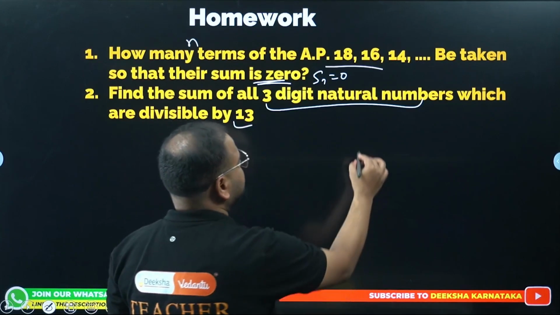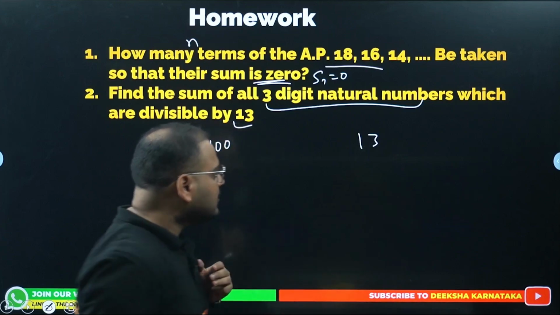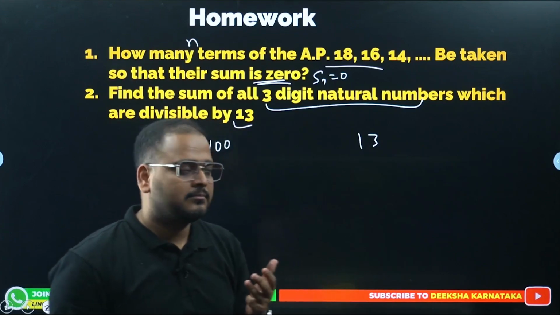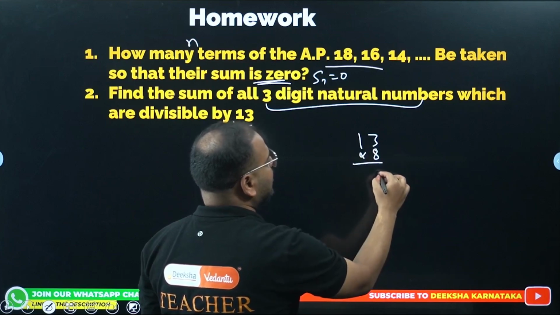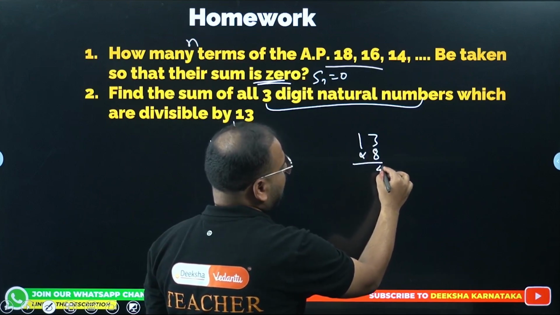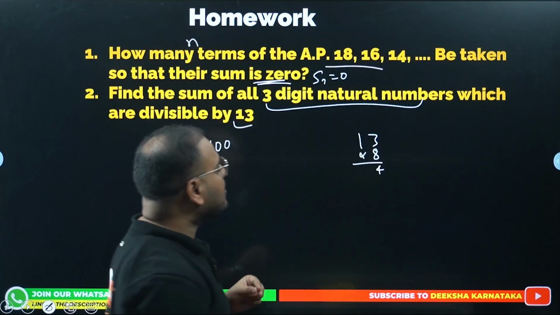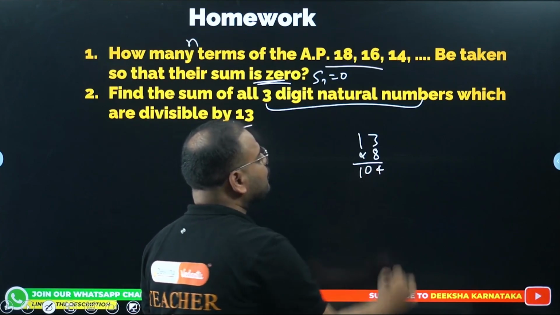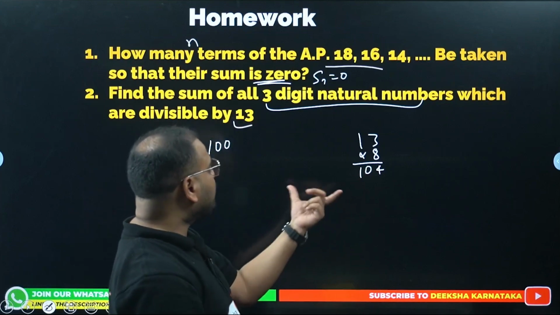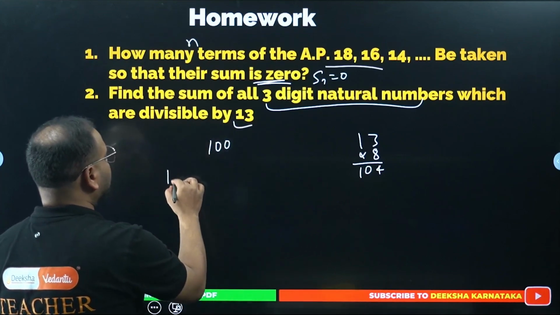Write the table of 13. 13 7s are 91. Okay. So 13 8s is how much? 8 3s are 24, so 4 in hand 2. 8 1s are 8, plus 2 is 10. So 104. Okay. 104 is my first term in the AP.